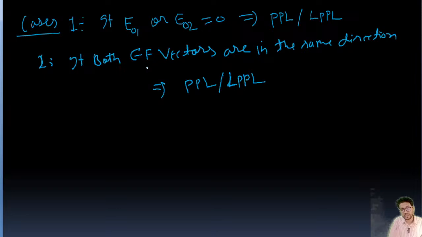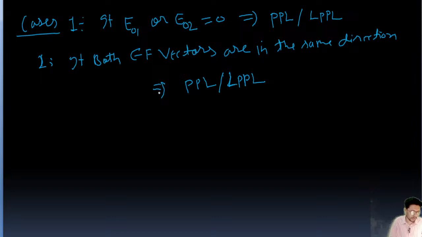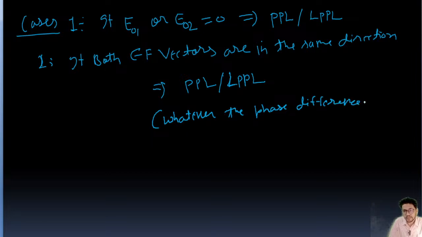If both EF vectors are in the same direction, suppose this is x direction and this is y direction. If both are in x direction, or both are in y direction, we can directly say that the light is plane polarized or linearly polarized. It doesn't matter whatever the phase difference is. If they are in the same direction, the light is plane polarized or linearly polarized. I hope you understood it.